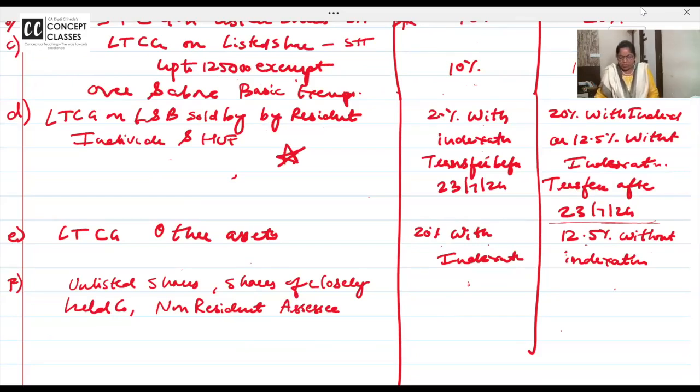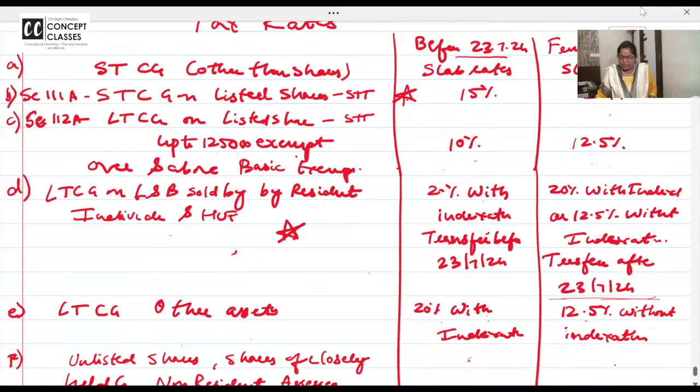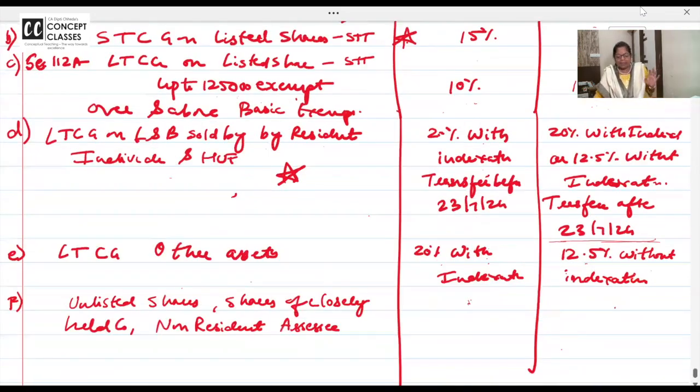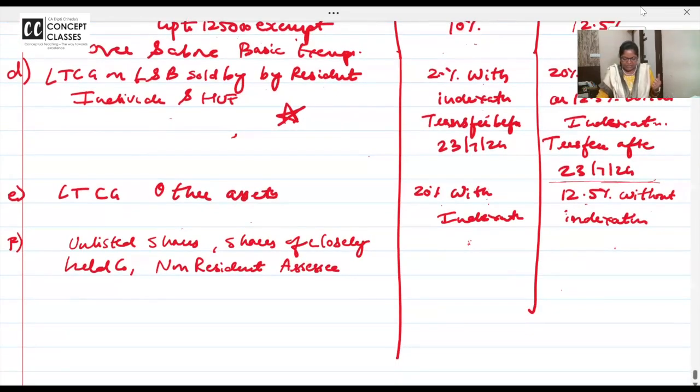Long-term capital gain on all the other assets was 20% with indexation. And now it is 12.5%. In short, indexation is done away with. And on long-term capital gain, the tax rate has gone from 20% to 12.5%. Only on land and building, which is acquired by a resident individual and HUF before that date and now sold, you have a choice to take it as 20% with indexation or 12.5% without indexation.